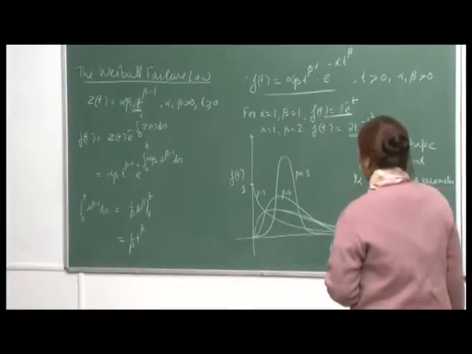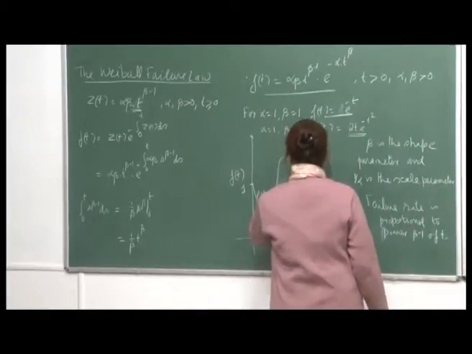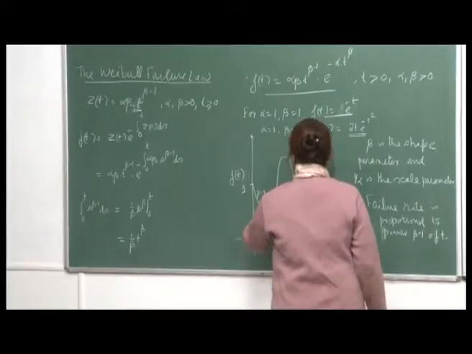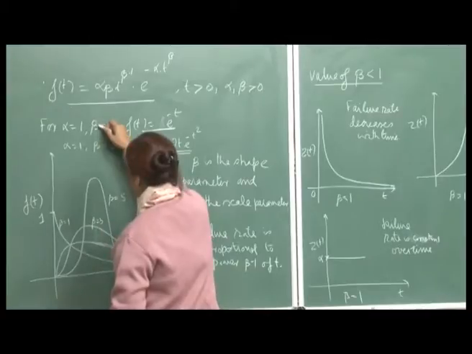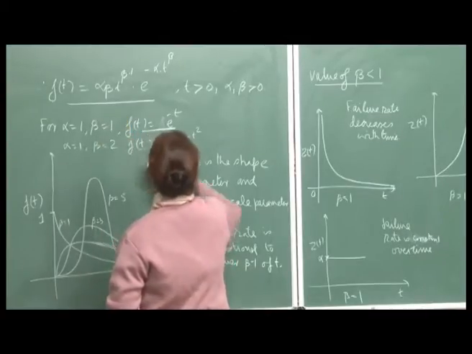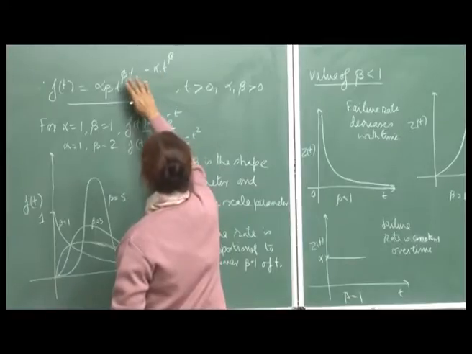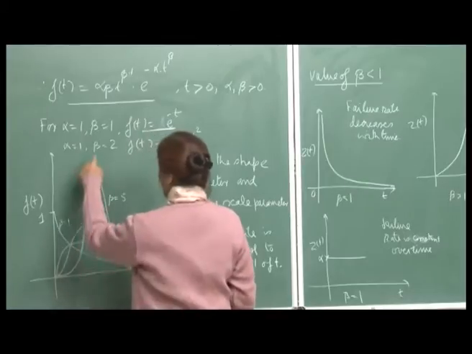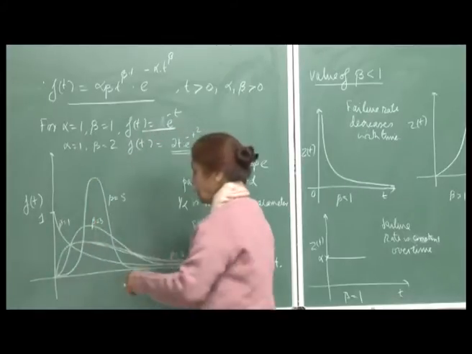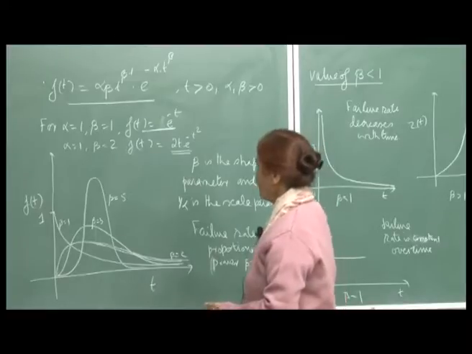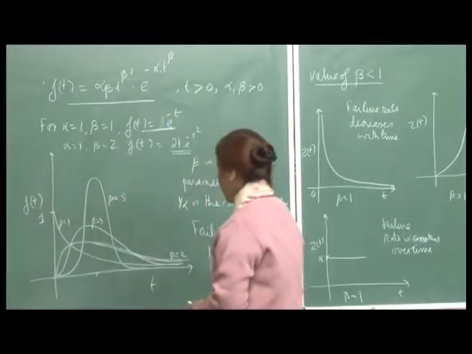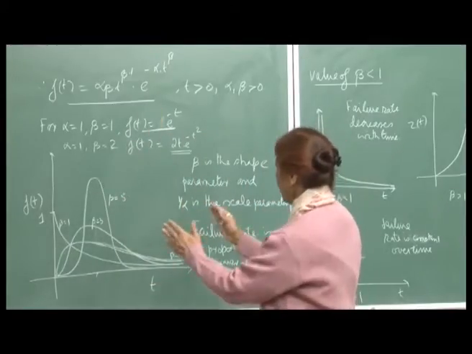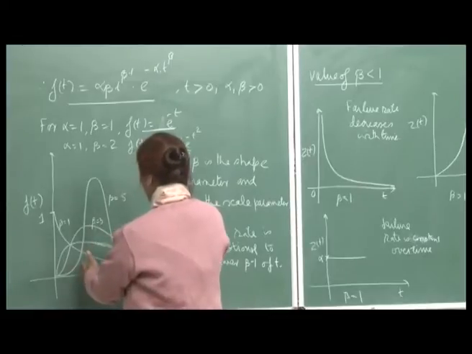Now, for beta equal to 5, for example, it will become more steep like this, and then as beta goes to infinity, you can show that it will simply be a spike, which you call a delta function. So, somewhere here it will become a spike as beta goes to infinity. So, the thing becomes narrower and narrower as your beta goes up.